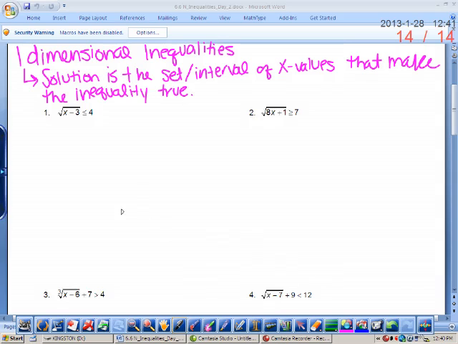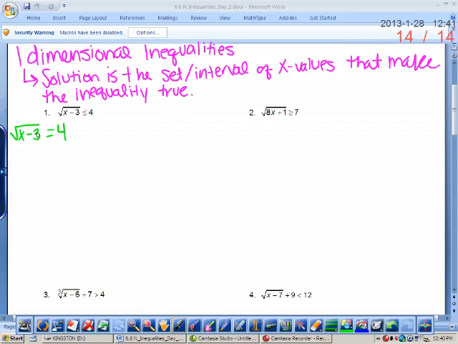Okay, let's start working number 1, and then we'll go back and recap our steps. So we have the square root of x minus 3 is less than or equal to 4. The first thing you're going to do is rewrite this as an equation. The square root of x minus 3 equals 4. We do this because when you end up having to square both sides, weird things can happen to your inequality. So we don't want to risk leaving it as an inequality.